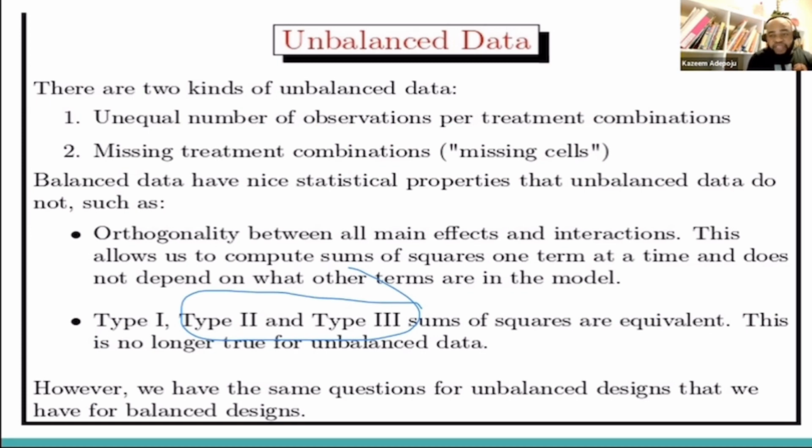Okay, type 2 if interaction is not involved. Type 3 if interaction is involved. But when we have balanced data, we can use any of them, because for balanced data, type 1, type 2, and type 3 will give you the same results. But for unbalanced data, when you are working with two-way ANOVA and beyond, type 1, type 2, and type 3 sums of squares will give different results. Okay, I just wanted you to take note of that.